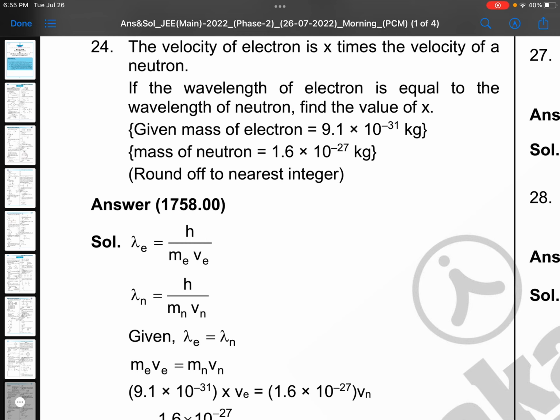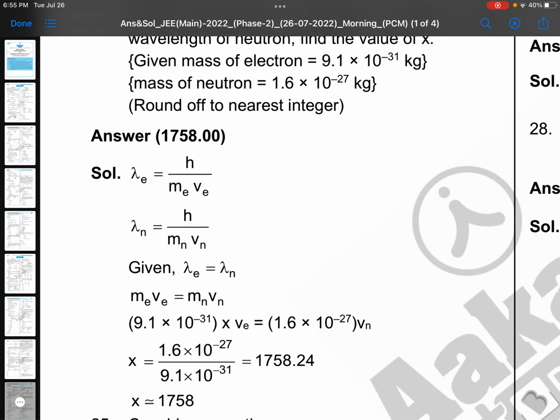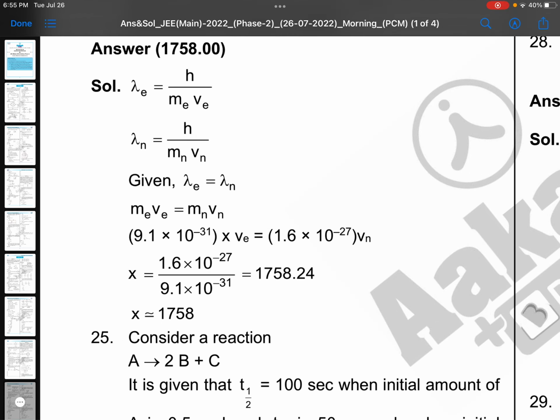But the values, you need to take these values. 9.1 is the mass of electron. Neutron mass is 1.6 into 10 to the power minus 27. Just take the ratio, lambda is equal to h by mv. Lambda electron, lambda neutron, you write down separately. Both lambdas must be the same. So me ve is equal to mn vn. If you solve this one, you will be getting 1758. Generally we say 1836, but here values are given. When these values are used, you will be getting 1758 only. Correct.